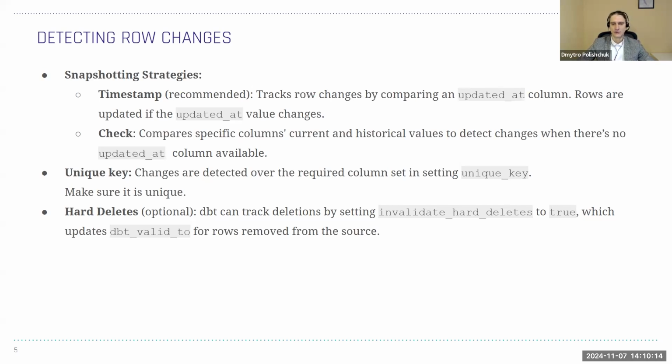dbt also allows optional tracking of hard deletes by setting invalidate_hard_deletes, a special setting, to true. This feature is not enabled by default. With this setting enabled, if a row is missing from the source data, dbt will update its dbt_valid_to timestamp, marking the record as no longer valid, allowing for full data integrity over time.